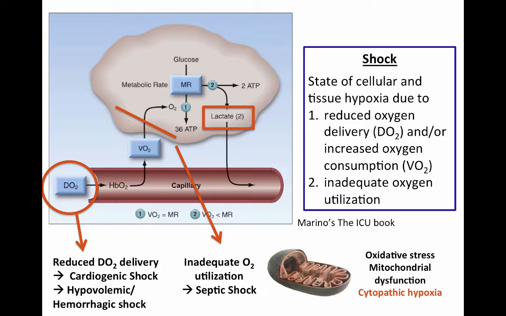Recall that the definition of shock includes a component of inadequate oxygen utilization, and this is exactly what happens in septic shock. Due to bacterial endotoxin, which blocks the actions of pyruvate dehydrogenase, as well as oxidative stress, which can inhibit cytochrome oxidase and other proteins of the electron transport chain, cells are not able to adequately use oxygen. This process, called cytoplasmic hypoxia, refers to a defect in the oxygen utilization of mitochondria.